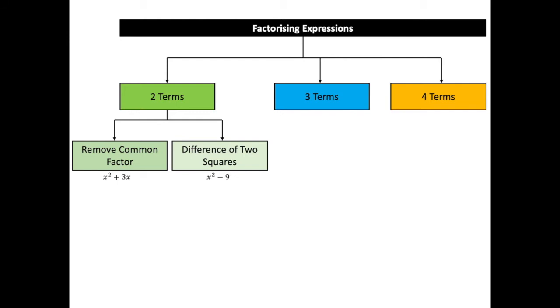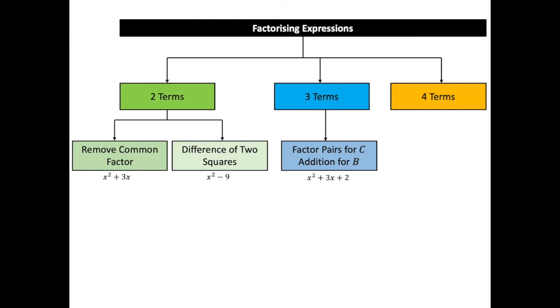If you've got one with three terms, start off by looking at the factor pairs of C and seeing if any of those factor pairs add up to B. If you do come up with a factor pair combination that adds up to B, then you will be able to factorize it using that method. So for example, x squared plus 3x plus 2, I've got a factor pair of 2 and 1, 2 plus 1 is 3, so I can use that method.